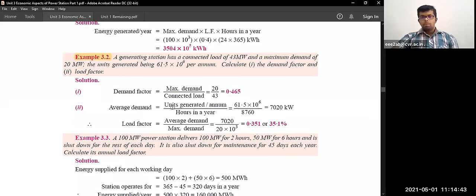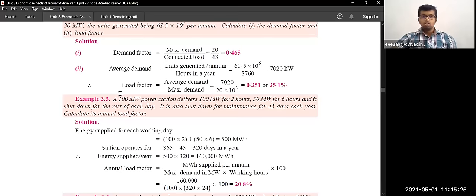So that is the formula: unit generated per annum divided by hours in a year. In the previous problem we solved it per day. So what is the unit generated in a year? In the problem it is given as 61.5 into 10 to the power of 6, divided by hours in a year, 8760. You can also take 24 into 365. Calculating gives the answer of 7020 kilowatt.